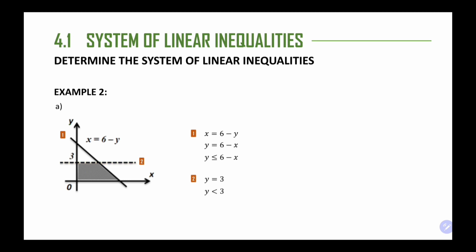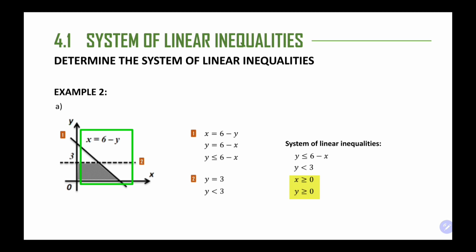Then we conclude our system of linear inequalities. We have y less than or equals to 6 minus x. We have y less than 3. Since our region is on the first quadrant only, so we put x greater than or equals to 0 and y greater than or equals to 0. And y less than 3 and y greater than or equals to 0, we can combine together, becomes 0 until 3.